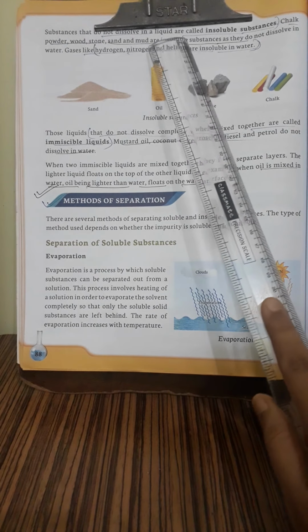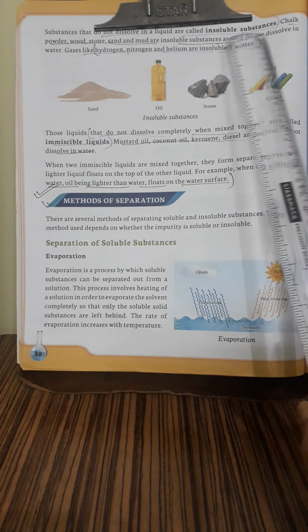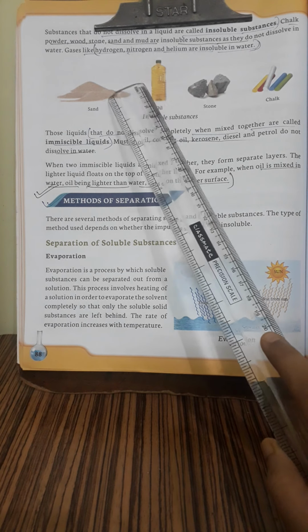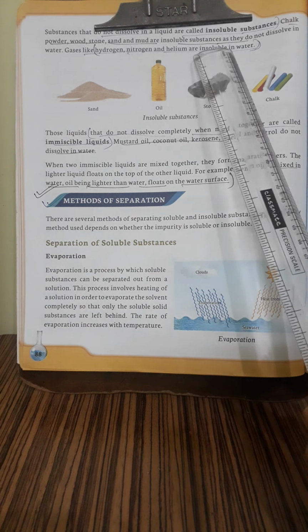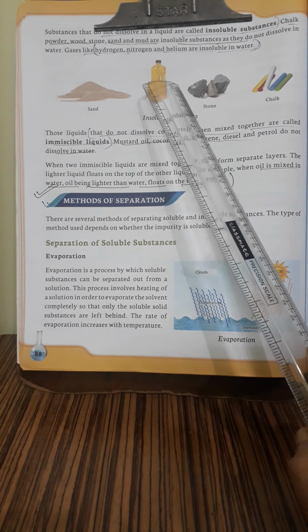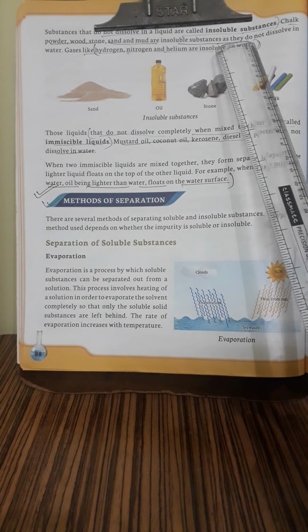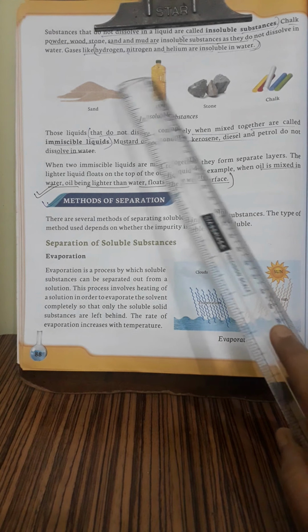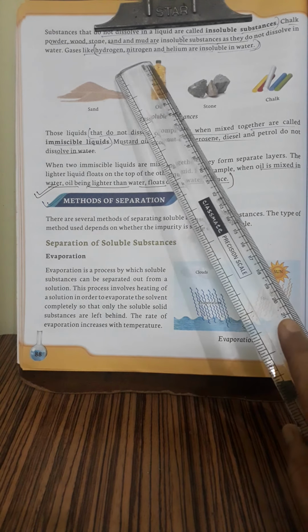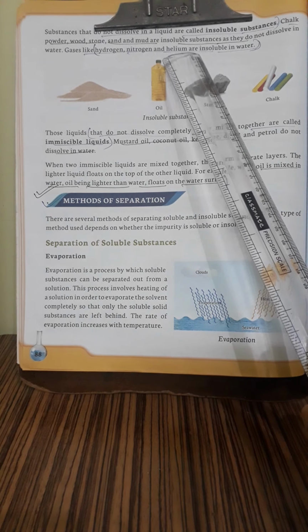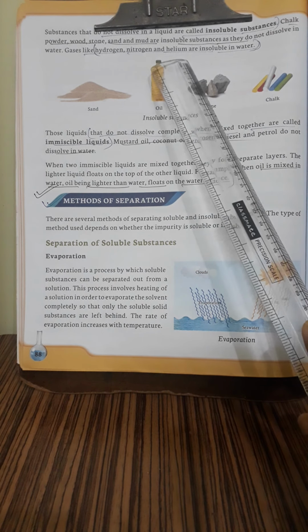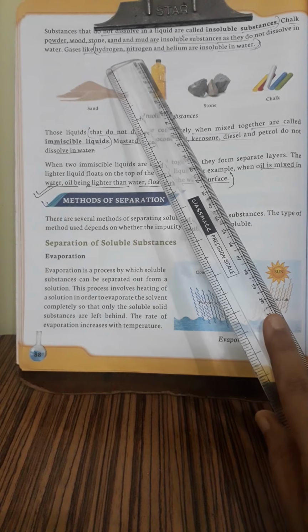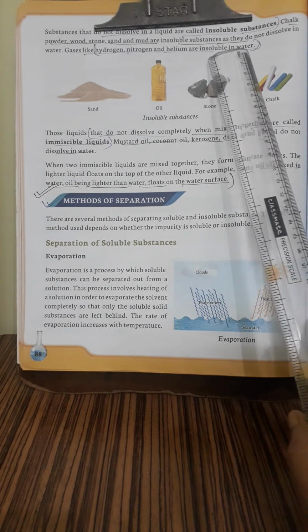Now, substances that do not dissolve in a liquid are called insoluble substances. Examples are chalk powder, wood, stone. A few gases are also insoluble in water. They are hydrogen, nitrogen and helium. In the exam it may ask you to name two gases which are insoluble in water. Hydrogen, nitrogen and helium are all insoluble in nature.